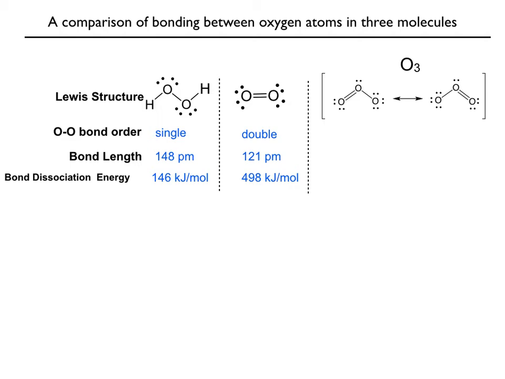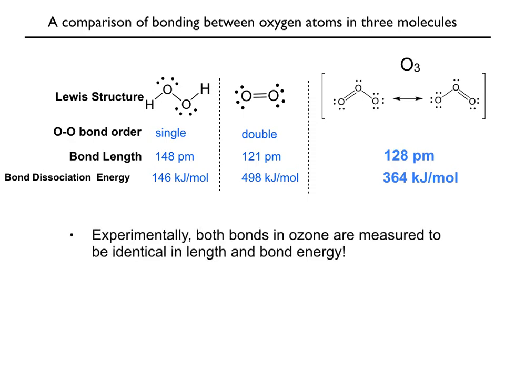And what we would expect to see is one bond length that's about 121 picometers for the double bond, and one bond length which is about 148 picometers for the single bonded oxygen. But that's not actually what we find. When we look at this, all we see is one bond length, and it's 128 picometers, and the bond dissociation energy is 364 kilojoules per mole.